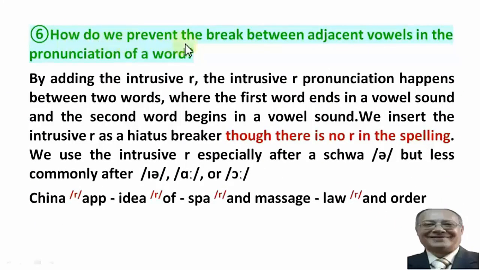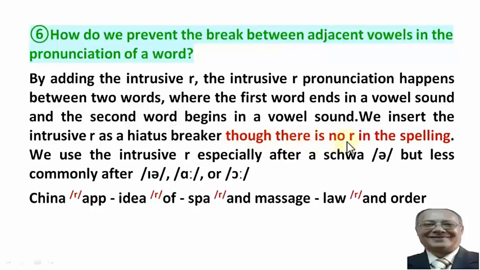How do we prevent the break between adjacent vowels in the pronunciation of a word? By adding the intrusive R. The intrusive R pronunciation happens between two words where the first word ends in a vowel sound and the second word begins in a vowel sound. We insert the intrusive R as a hiatus breaker.